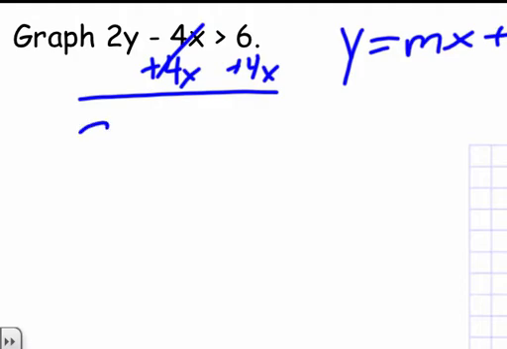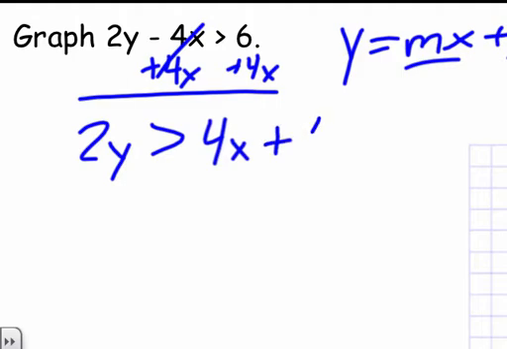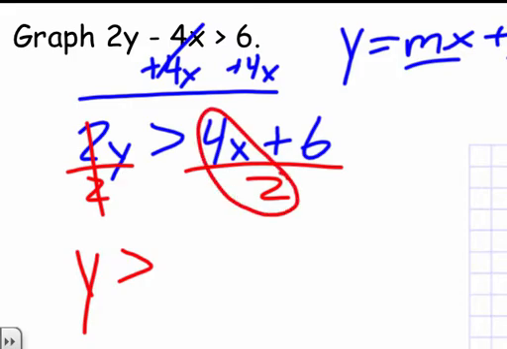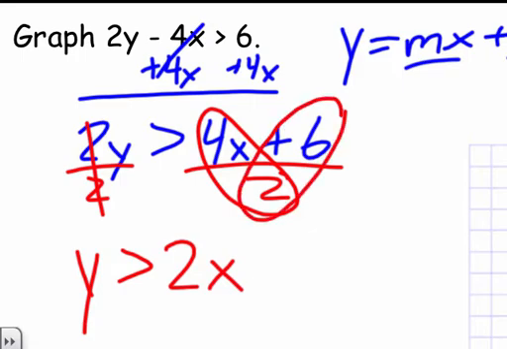So now I'm left with 2y is greater than, and I can't combine those. We always put the x first, right? If I look at my slope-intercept form, the x term comes first. So 4x plus 6. It's a positive 6, so plus 6. And then to get y by itself, we divide by 2. So y is greater than, then we split this up. 4x divided by 2 is going to give me 2x. And then positive 6 divided by 2 is going to give me a positive 3.